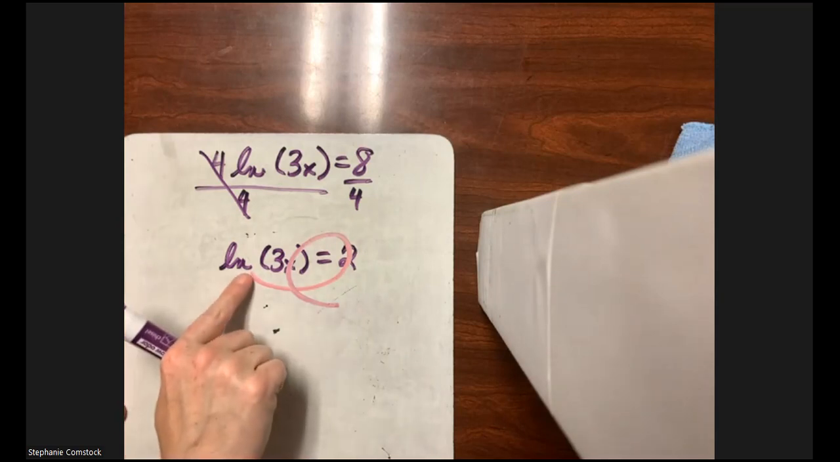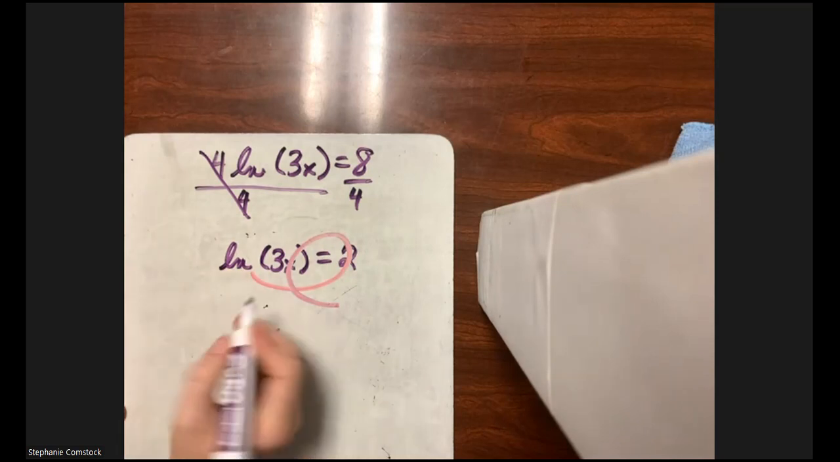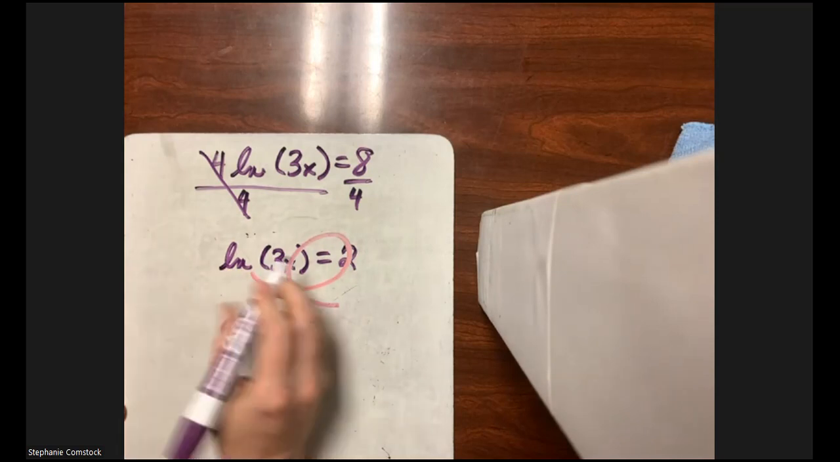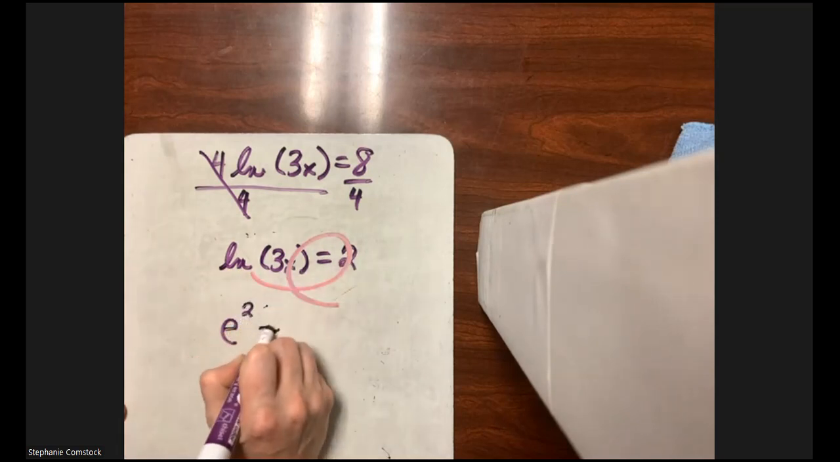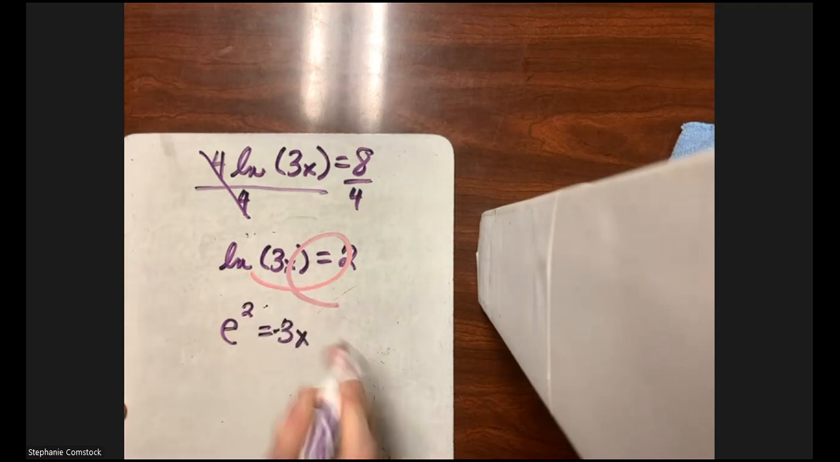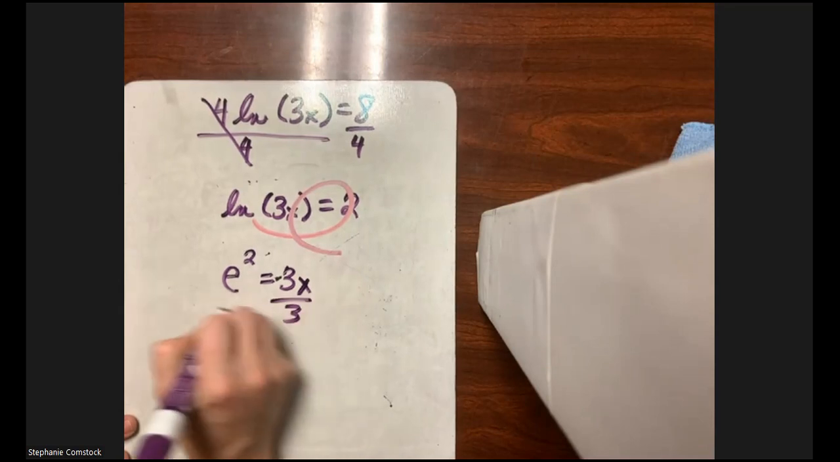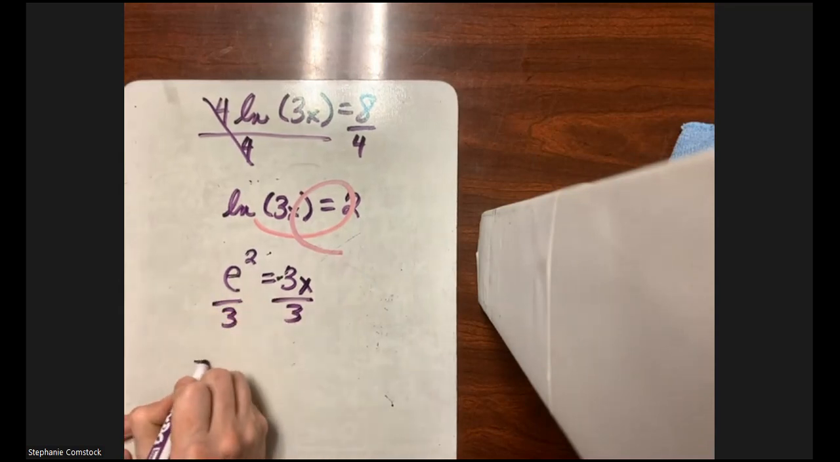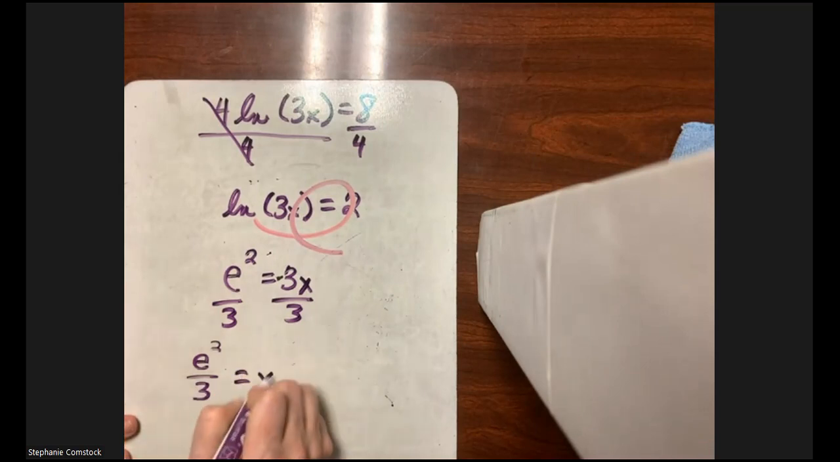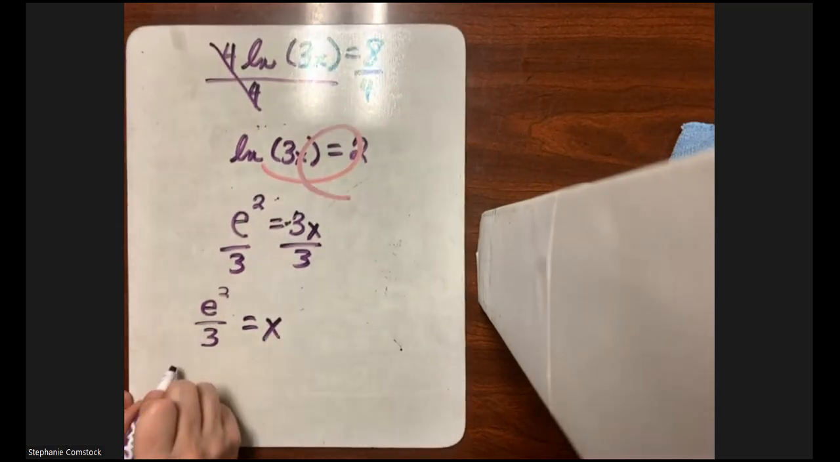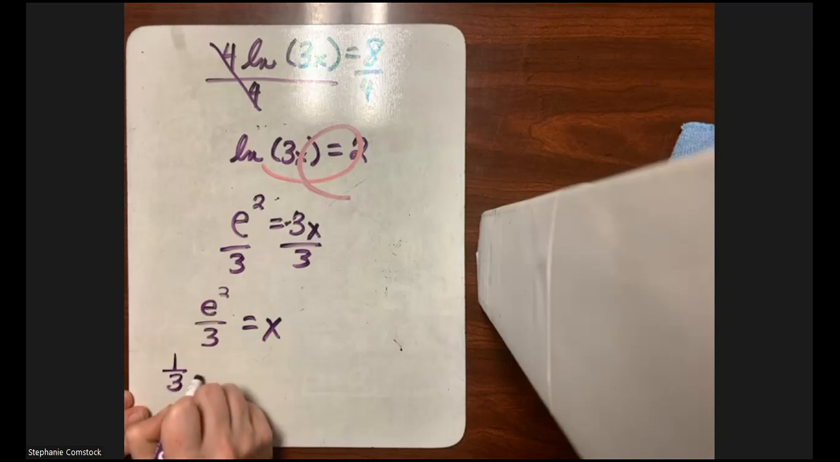So now there isn't a base, but that's natural log, so that is e. My power is 2, and then I've got 3x here. Then I'm going to divide by 3. So I've got e squared divided by 3 equals x. Another way to format this would be 1/3 e squared. Either one of these would be acceptable.